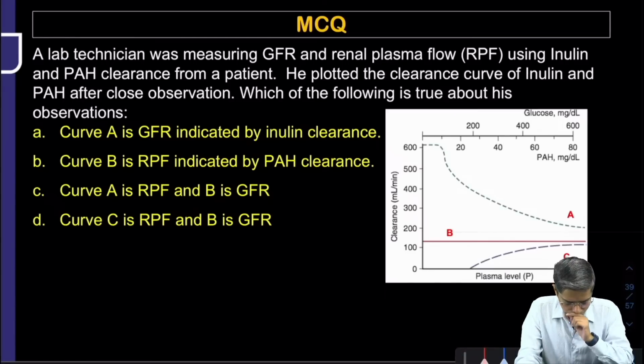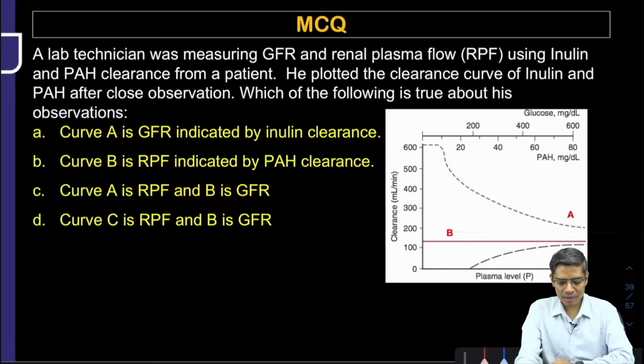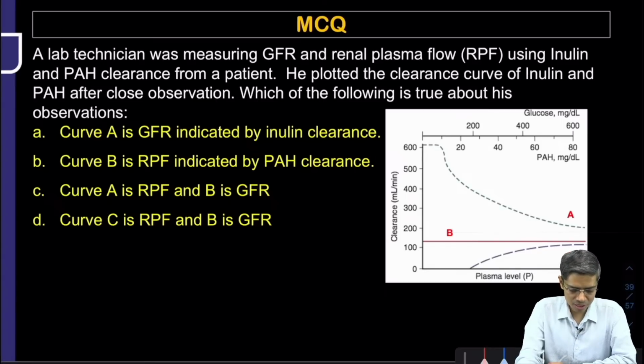Okay. So, all of you look at this curve and try to answer. So, here a lab technician was measuring the GFR and renal plasma flow using inulin and PAH clearance from a patient. He plotted the clearance curve of inulin and PAH. Which of the following is true about this observation?